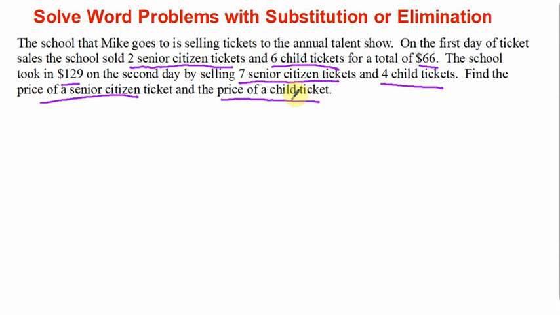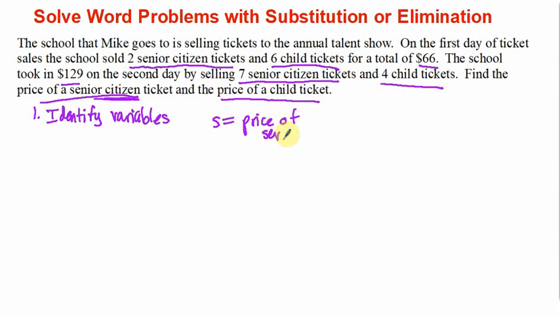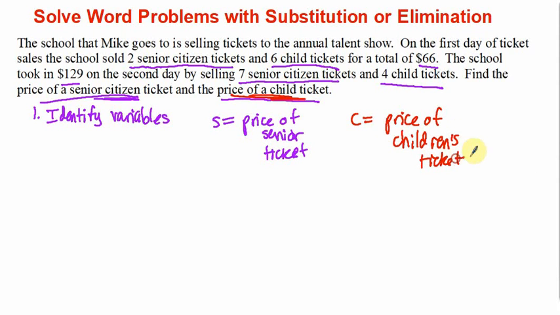So the first thing you should do in these word problems is identify your variables and what they mean. Okay, so let's do that. What are the variables? Well, variables stand for things that we don't know. And what we don't know in this problem is the price of a senior ticket. So I'm going to call that S. S is the price of a senior ticket. And we also don't know the price of a child ticket. Okay, so I'll use a different color for that. We'll let C for child. C will stand for the price of a children's ticket. Okay, so that's our first step, to identify the variables.